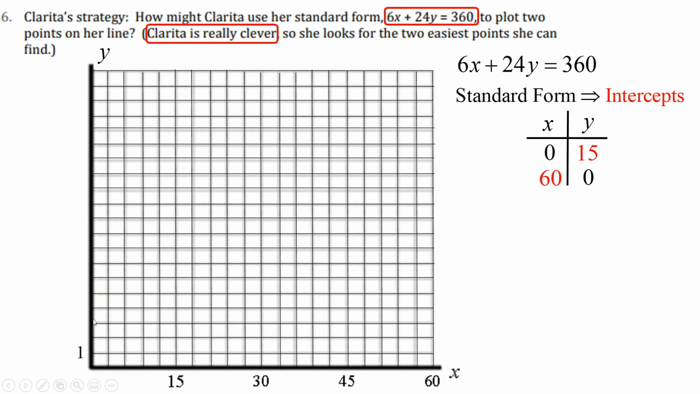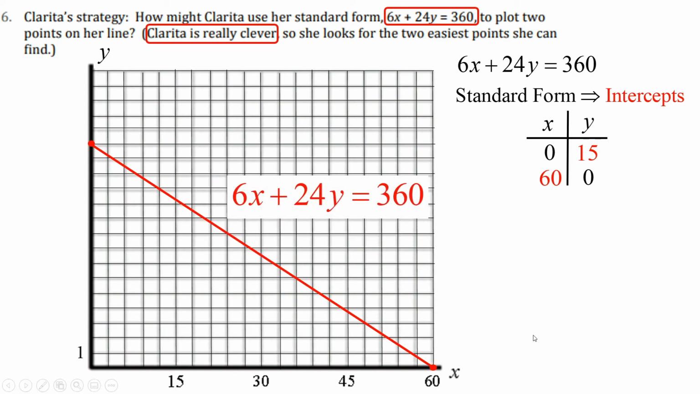1, 2, 3, 4, 5, 6, 7, 8, 9, 10, 11, 12, 13, 14, 15. That gets more challenging as I get older. And the x-intercept, oh, that's easy. That's labeled 60. And then get out our ruler and draw the line segment to those 2 points. And this is the graph of Clarita's boundary line, 6x plus 24y equals 360.